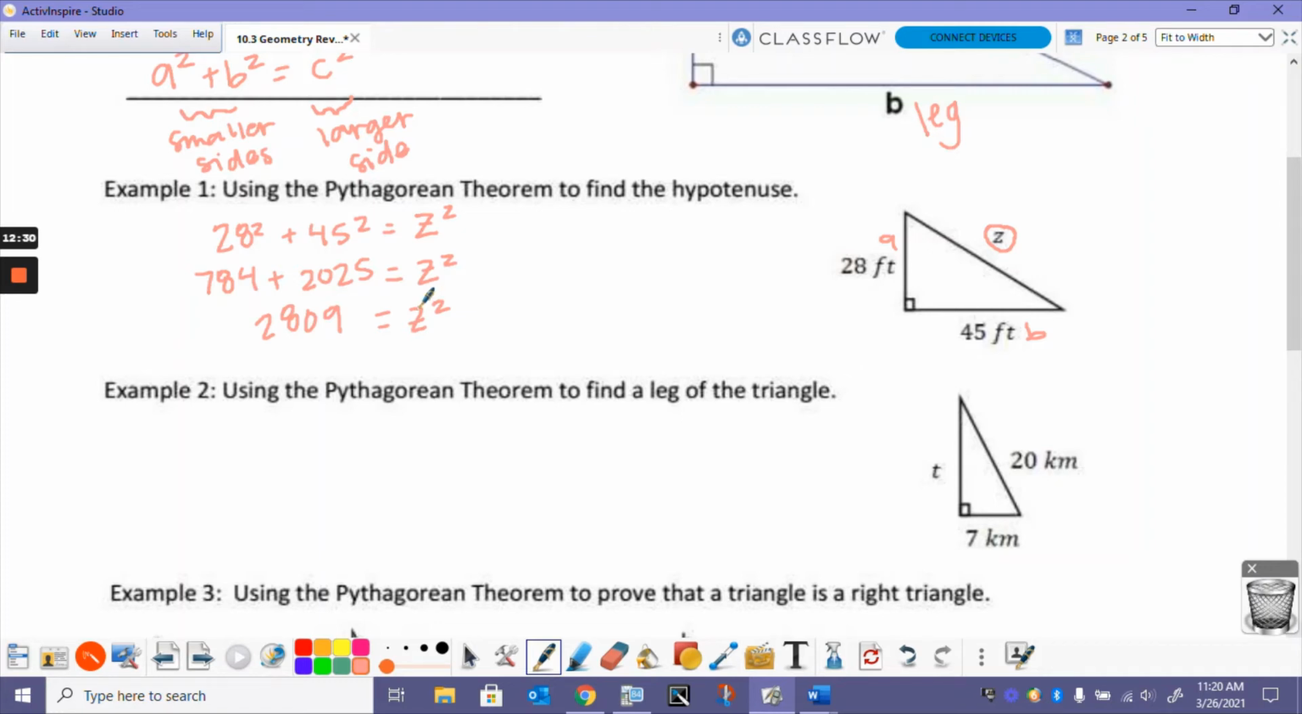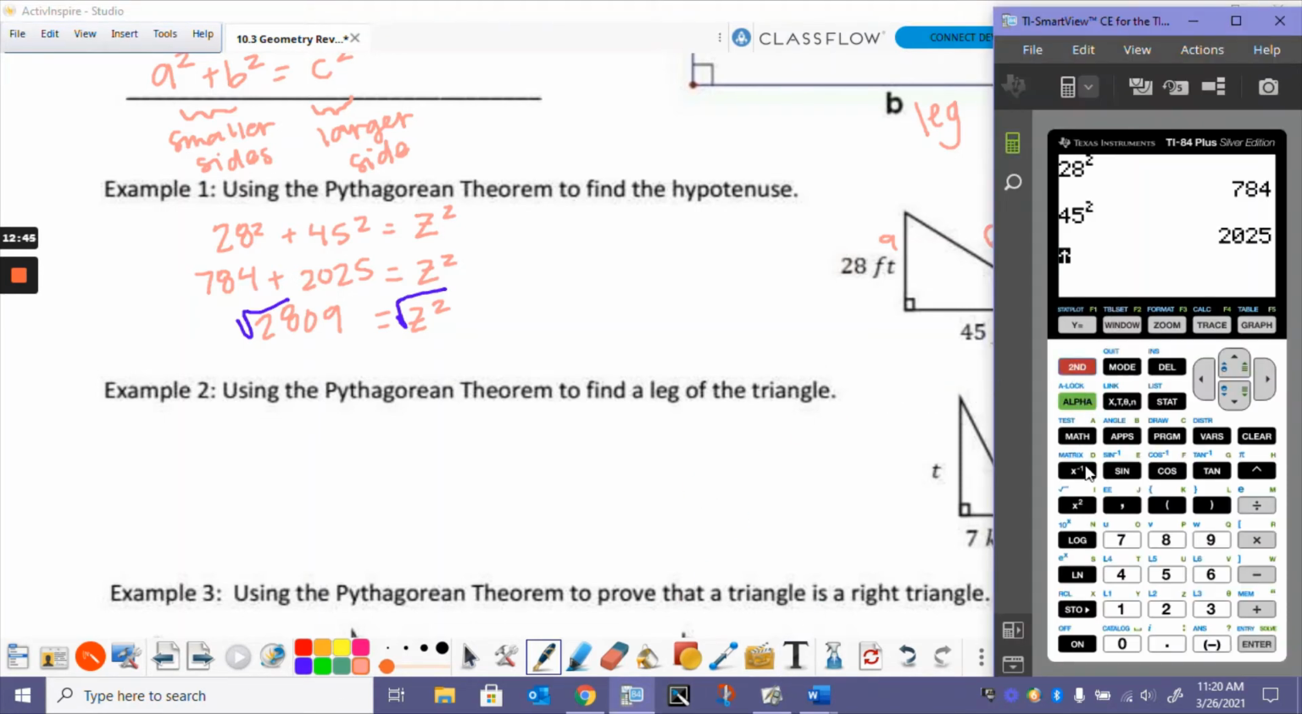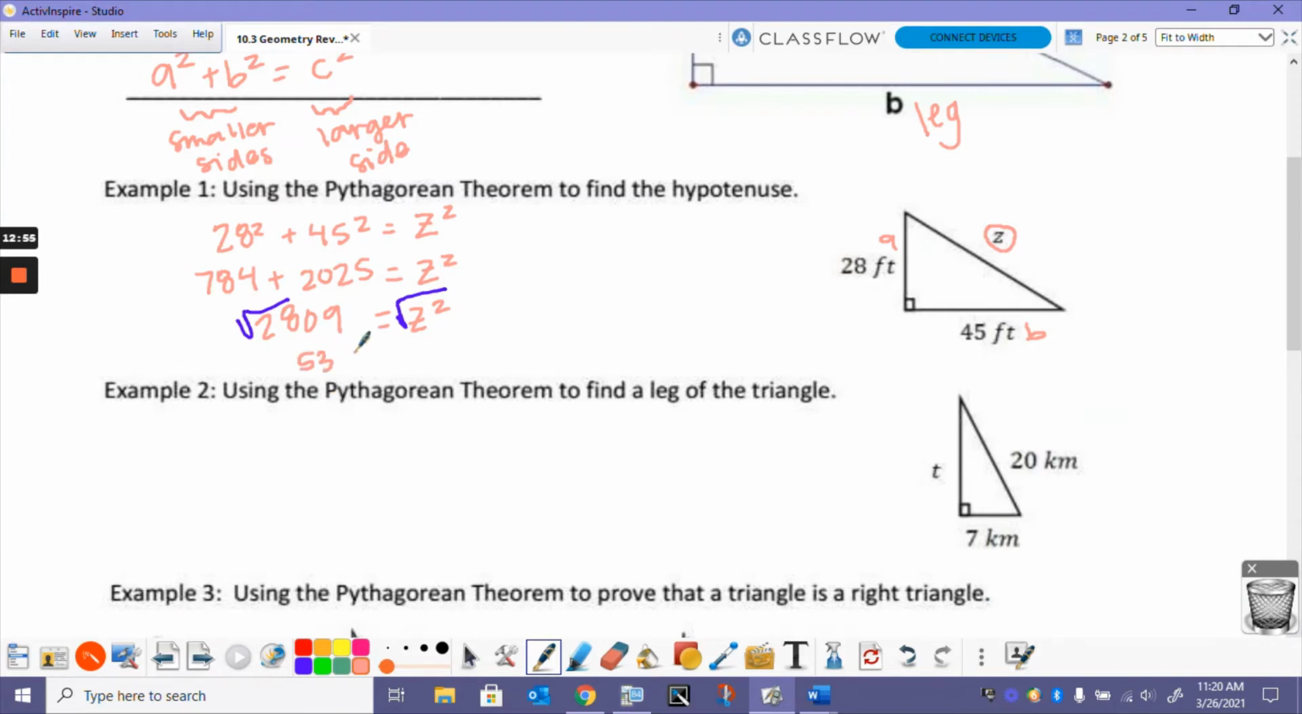All right, so in order to undo this Z squared and make it just one Z, we have to take the square root. Remember, what you do to one side, you have to do to the other. So we take the square root on both sides. So we have the square root of 2,809, and it gives us 53. So 53 equals Z. So answer it correctly in the proper units, which we know we're dealing with feet. 53 feet.